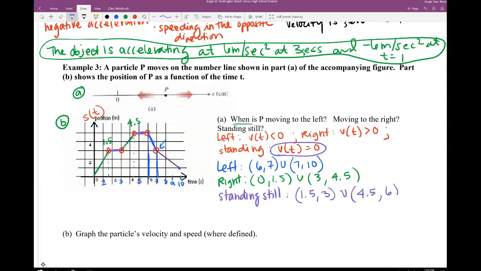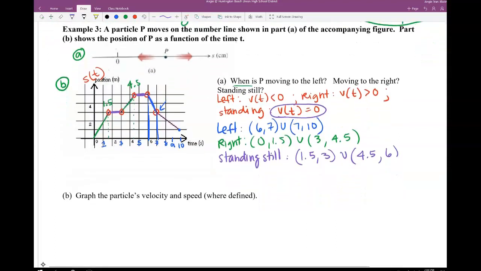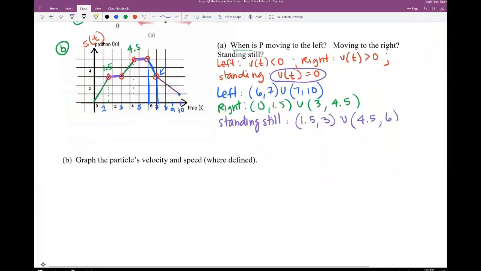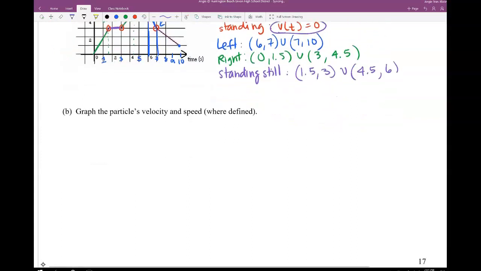All right, part B. Graph the particle's velocity and speed where defined. So I'm going to do 2, velocity and speed. Okay, so let's do velocity over here.